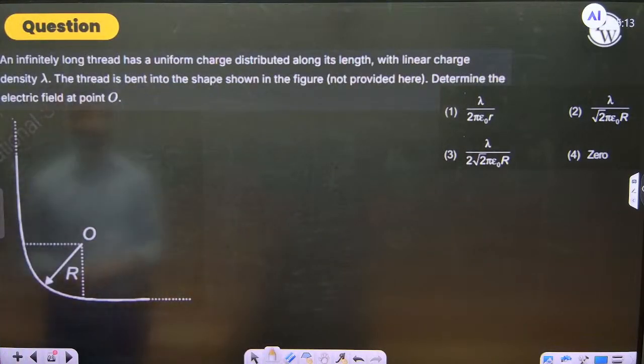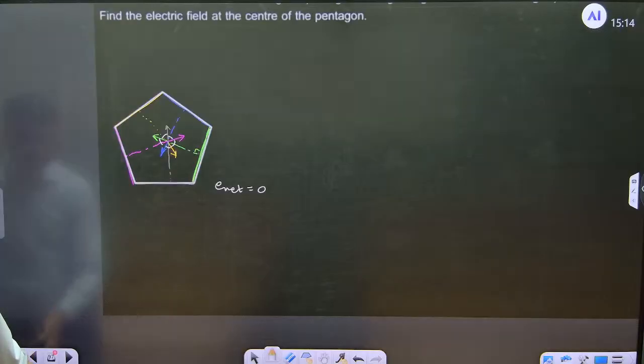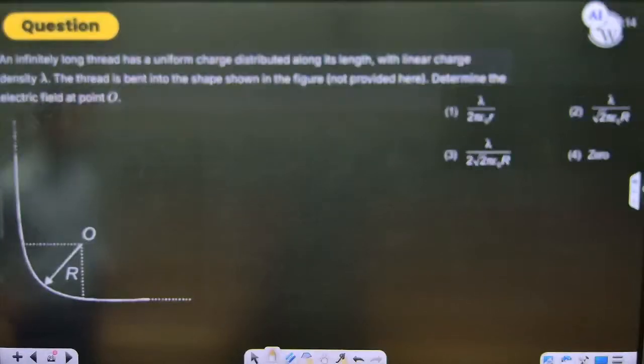Now an infinitely long thread has a uniform charge distribution along the length with linear charge density lambda. The thread is bent into the shape as shown. Determine the electric field at point O. So what will be the electric field at point O? Let's see that.